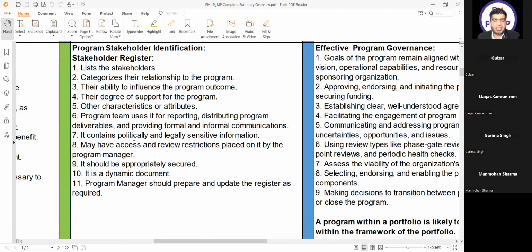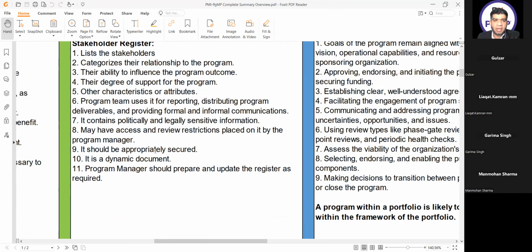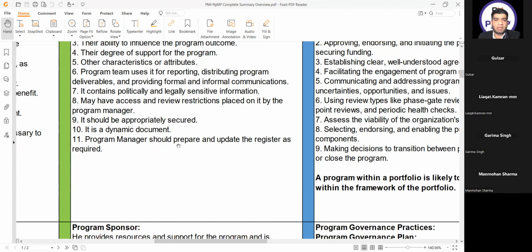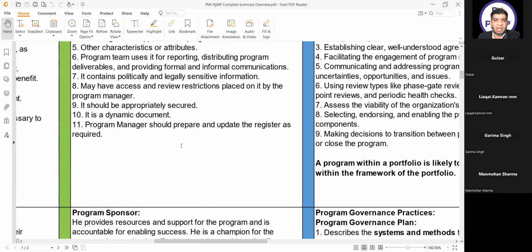It contains politically and legally sensitive information, and may have access and review restrictions placed on it by the program manager. So this is not a public document, rather it's a confidential document. So this is the meaning of this. It should be appropriately secured. It is a dynamic document, which means it will keep on updating with the passage of time once more stakeholders are known. Program manager should prepare and update the register as required.